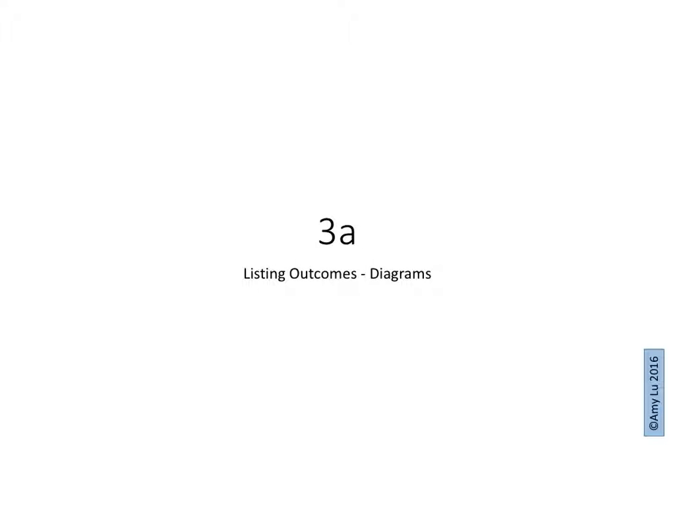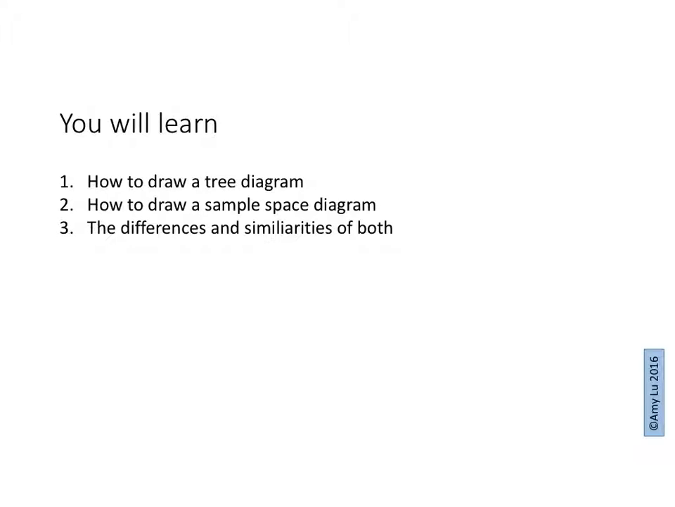This is Chapter 3A on listing outcomes and creating diagrams. In this chapter, we will learn 3 skills. Number 1, how to draw a tree diagram, number 2, how to draw a sample space diagram, and number 3, understanding the differences between a sample space diagram and a tree diagram.